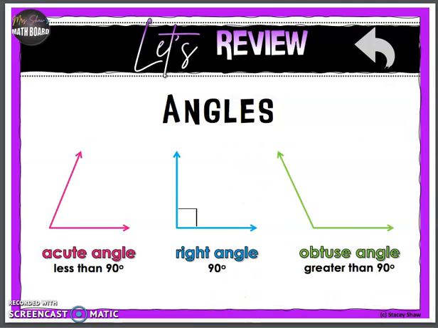Now we're going to review our angles. Let's look at the middle angle here. If the angle is a 90-degree angle, if it makes an L, it's considered a right angle. Anything less than 90 degrees is considered an acute angle. Anything more than 90 degrees is considered an obtuse angle.